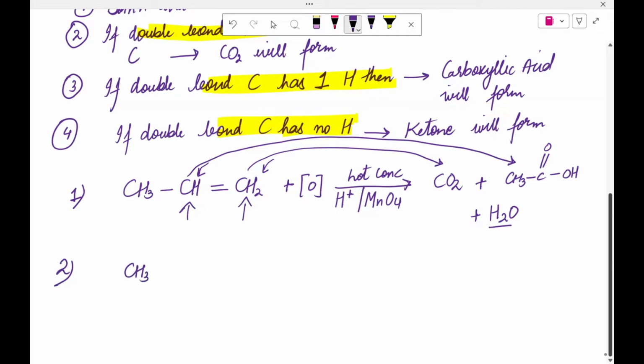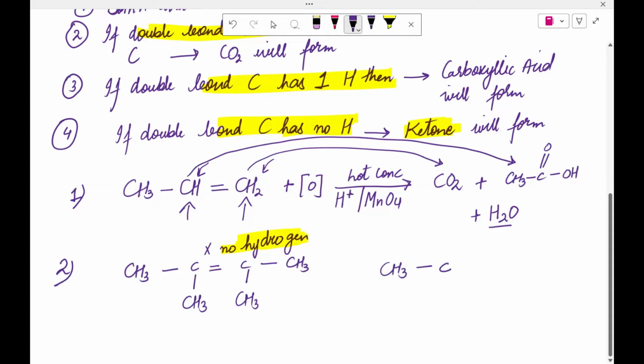If we have this kind of a compound, you can see that there is no hydrogen attached with the double bond carbons. So because of that, what is going to form here? A ketone will form, like this: CH3, C double bond O, CH3.